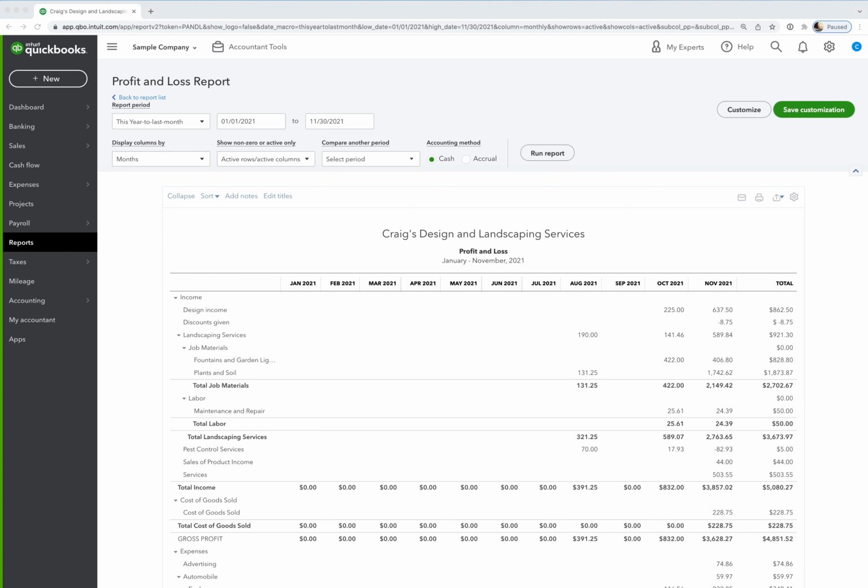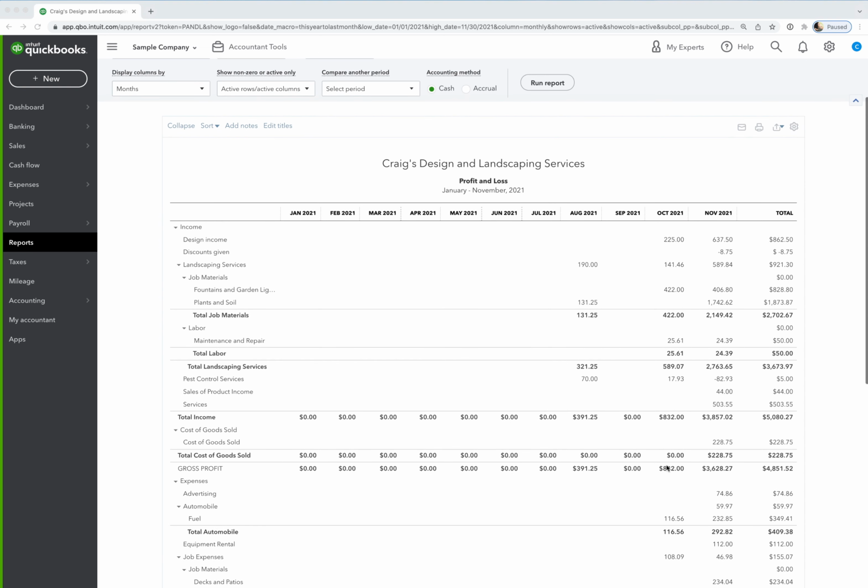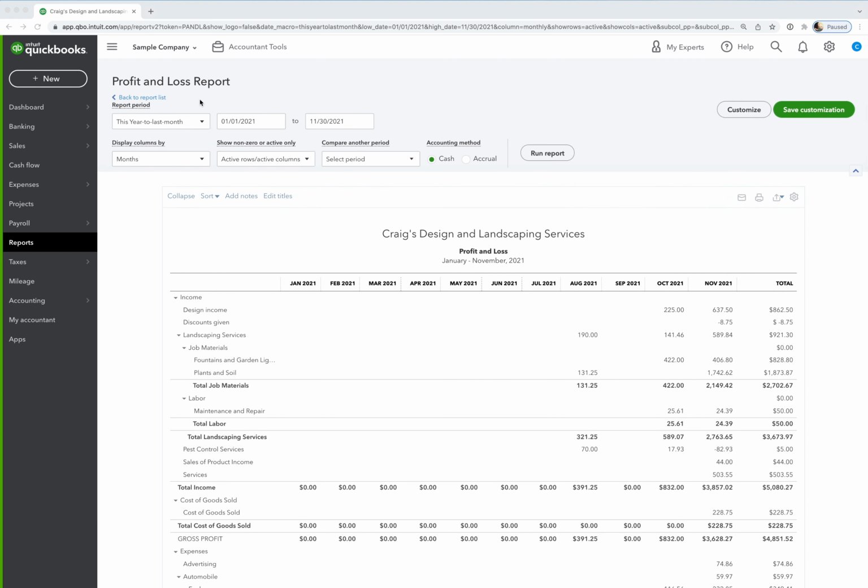We're looking at the income section first. And the way that I like to review the profit and loss report is to look at each of the main totals and go through the detail there. So again, we're in a profit and loss report, which is a year-to-date report. We've run it this year to last month. We're running it by month, and we've chosen our accounting method. So we have this report pulled up.